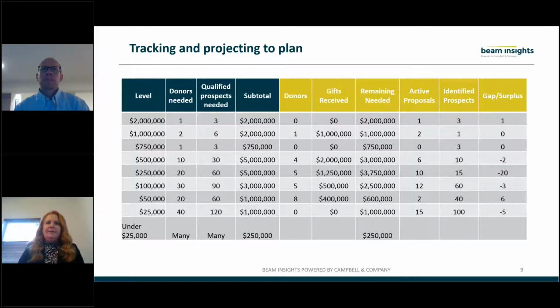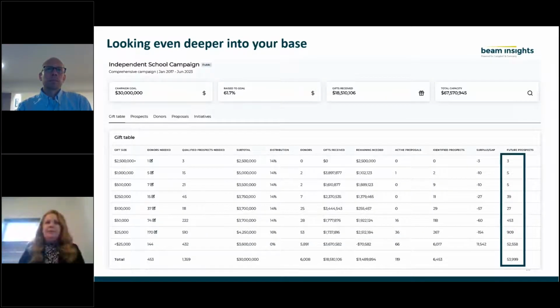So given that you've done this analysis, you may choose to make some adjustments, like, okay, I can add some additional donors that are needed at maybe the top level to make up for some of those gaps that you see at the $250,000 level, or you may choose to dig further into your prospect pool and look at your longer term prospects who may not be as engaged with you right now.